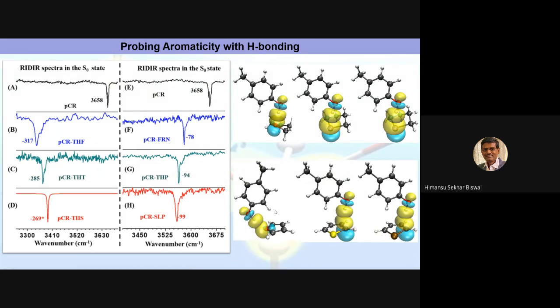So we did the same type of experiment, taking tetrahydrofuran, tetrahydrothiophene, and tetrahydroselenophene. These are the saturated ones; furan, thiophene, and selenophene are the unsaturated aromatic ones. If you compare, for furan the redshift is very small. Thiophene is more, and selenophene is even more. So what does it say? The selenophene delocalization is huge.